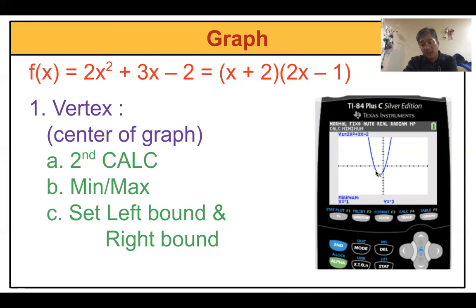You should set the left bound on the left side of the vertex. You should set the right bound on the right side of the vertex. Then if you do it, you enter again when you see the guess. Then it'll give you this: minimum is equal to what? X equal to -1, Y is -3, like this.